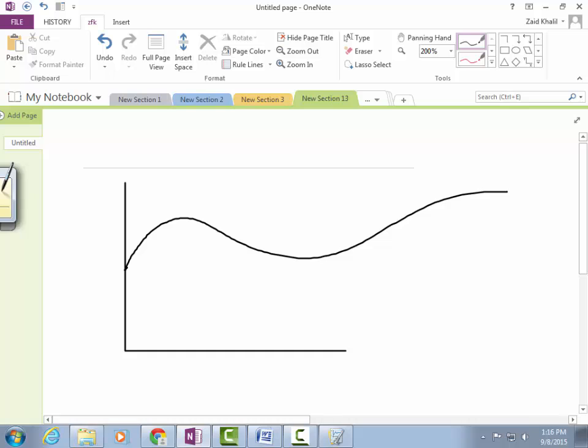And I were to pick a sequence of points. This is x, this is time. Let's call this point T1. Let's call this point T2. Let's call this point right here T3. And I were to ask you to find the instantaneous velocity at T3. How would you do it? You would go and you would draw a tangent line through T3.